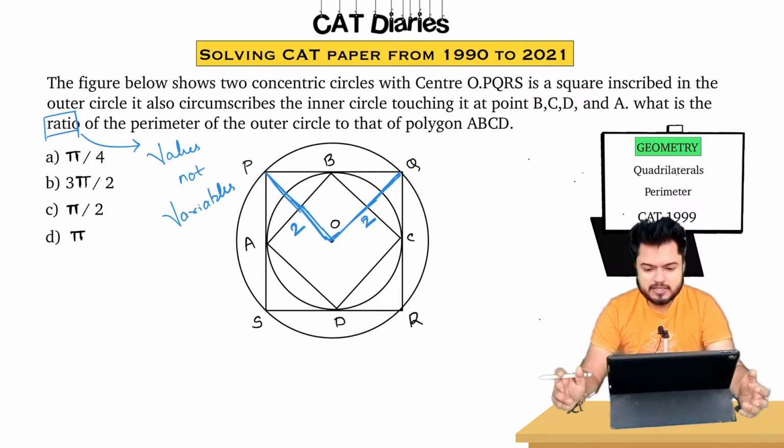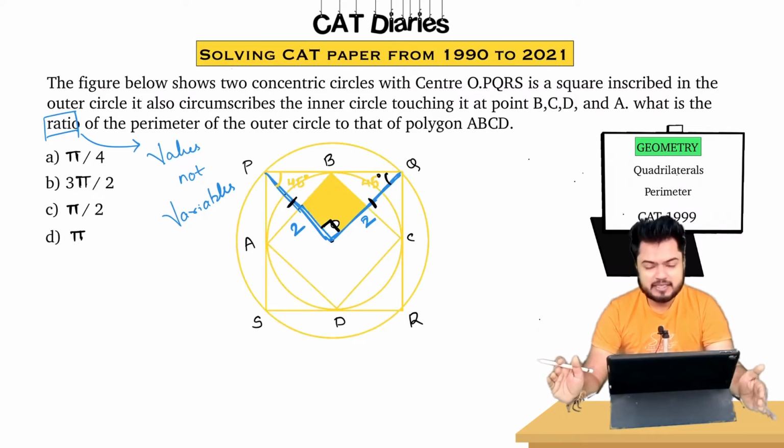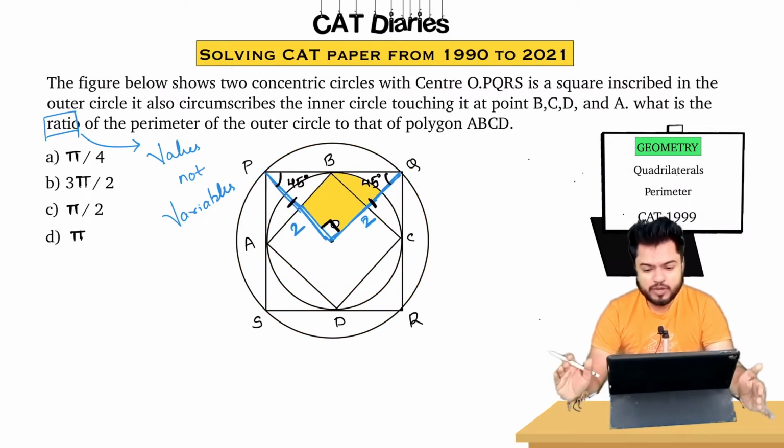Now I'll start thinking how I can get the side of the square ABCD. I know this angle is 90, because PQRS is a square and the diagonals of the square bisect at 90. These two sides are equal because they are radii, so it becomes a 45-45-90 triangle. So this yellow triangle is a 45-45-90 triangle.